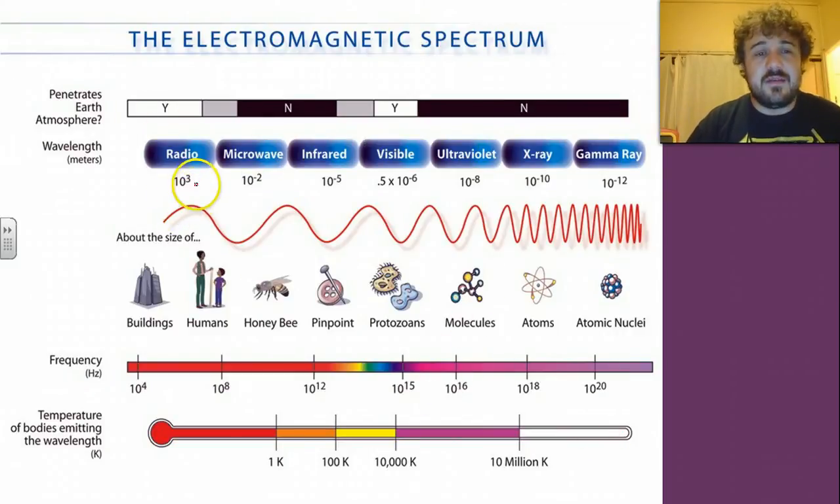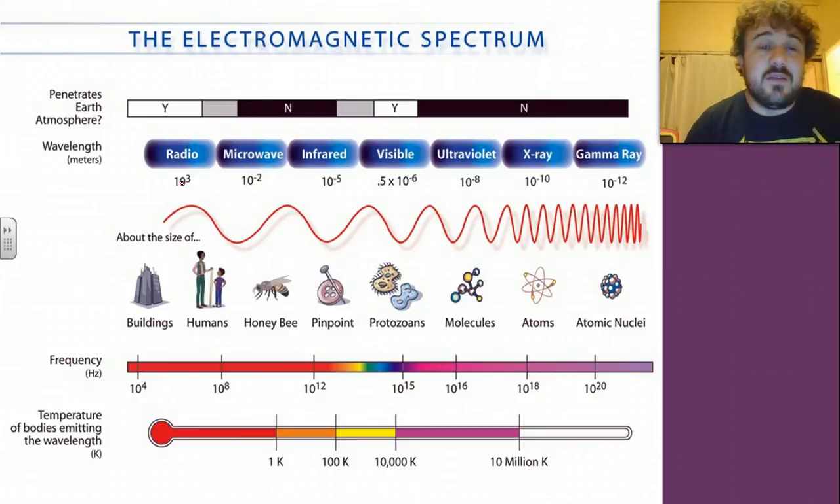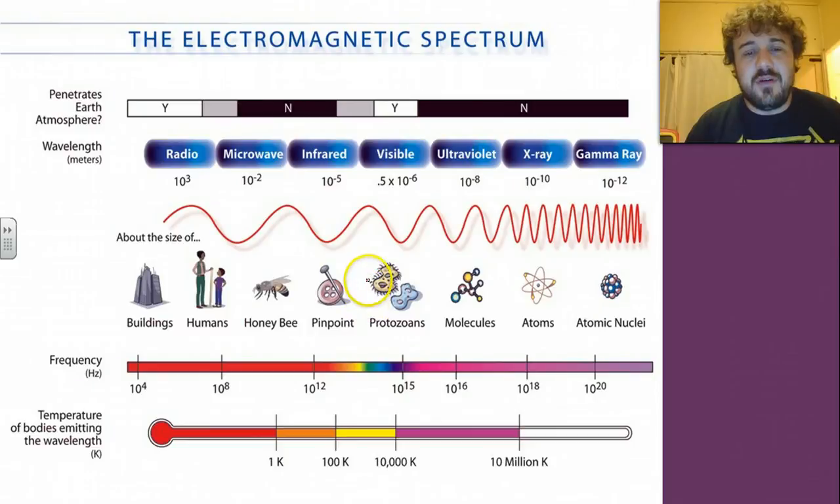We can see this is the wavelength in meters, so 10 to the 3. That's kilometers. Alright, and that's radio waves. Radio waves are anywhere between the hundreds of kilometers. Microwaves, smaller, centimeters, 10 to the minus 2. And infrared, we're talking about 10 to the minus 5. Visible is really small, and you'll see that there's protozoans here. Here's the size for roughly what they are.